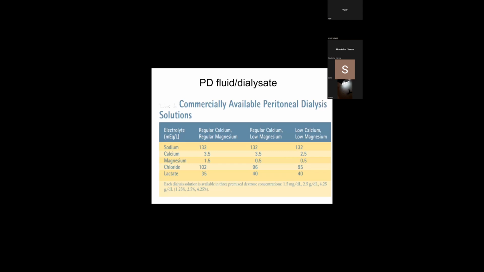Now, coming to the PD fluid or dialysate, commercially available peritoneal dialysis solutions are of the following types. First is regular calcium, regular magnesium with sodium concentration 132 milliequivalent per liter, calcium 3.5 milliequivalent per liter, magnesium 1.5 milliequivalent per liter, chloride 102 milliequivalent per liter, and lactate 35 milliequivalent per liter. The other two types are regular calcium, low magnesium, and low calcium, low magnesium. These 3 types of peritoneal dialysis solutions are available in 3 pre-mixed dextrose concentrations, that is 1.5%, 2.5%, and 4.25%, which can be used according to the condition of the patient.